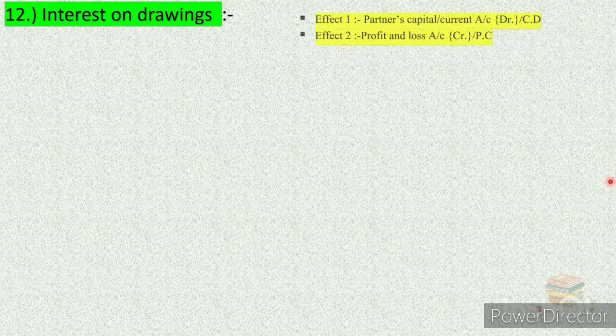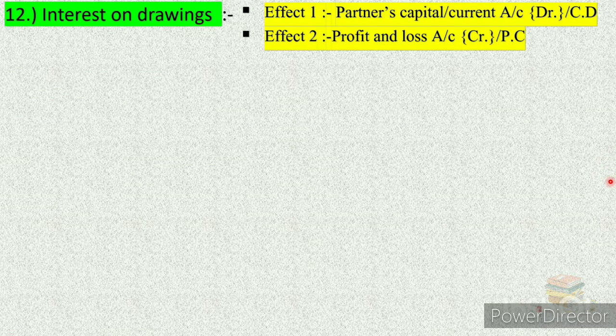12th, interest on drawings. In the same way, this also has an effect in the partner's capital or partner's current account. So in this adjustment it is important to create the partner's capital account or partner's current account. The second effect is in the profit and loss account credit side, that is PC. So let's see it in tabular form.